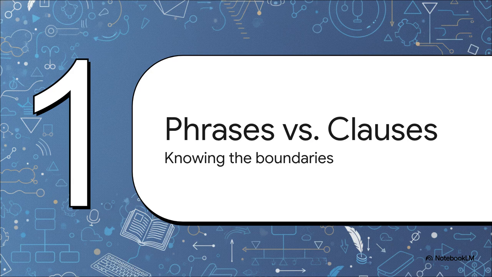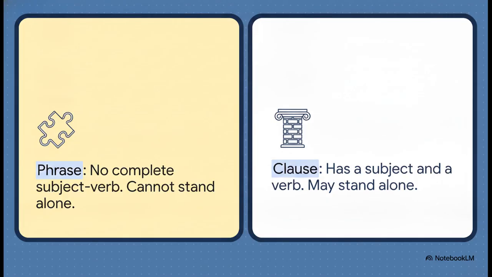Moving right along to section 2, phrases versus clauses. Now, let's establish our boundaries by comparing a phrase to its much bigger cousin, the clause. This comparison brilliantly illustrates the difference. A phrase, like "under the table," has no complete subject-verb pairing. It just can't stand alone. But a clause, "she sat under the table," that has a subject, she, and a verb, sat. A clause actually has the architectural strength to stand completely alone as an independent sentence, whereas a phrase is really just one piece of the puzzle. Understanding this is exactly what stops you from writing awkward, incomplete sentences.